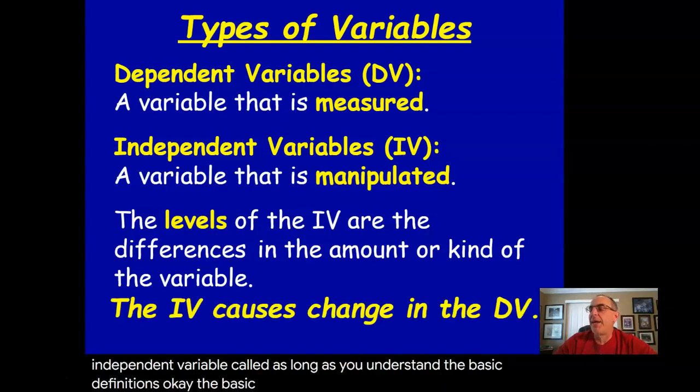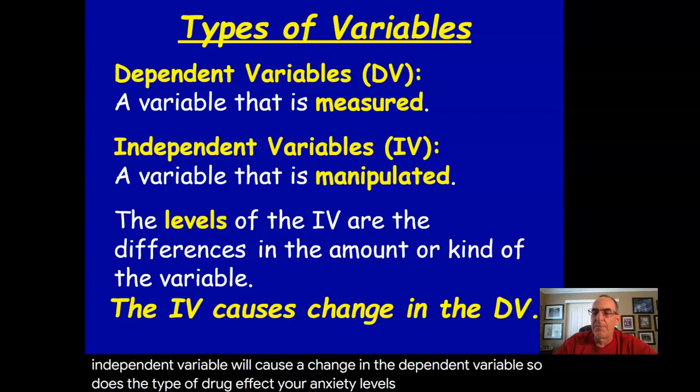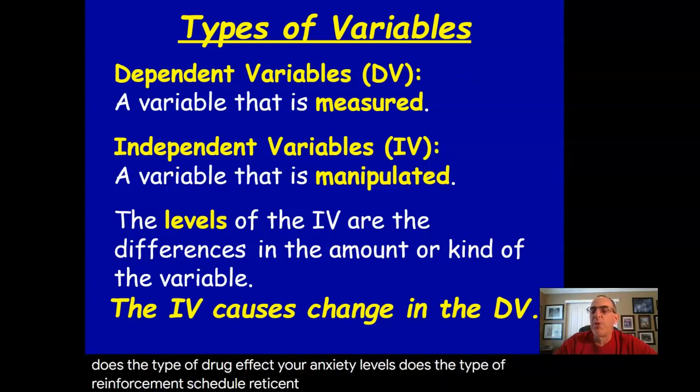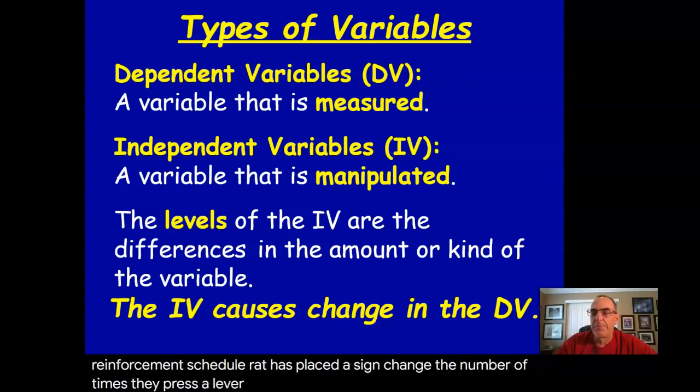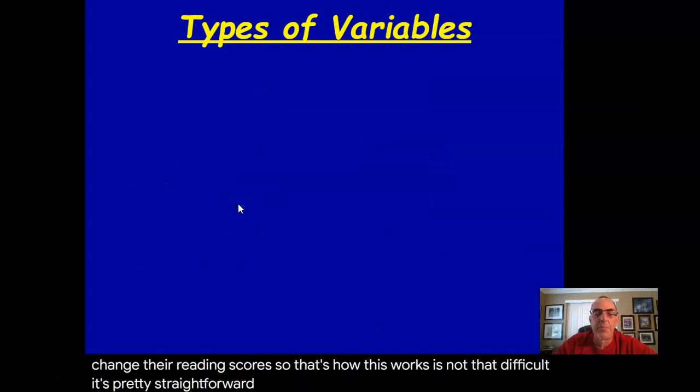The basic idea here is that we want to see whether the independent variable will cause a change in the dependent variable. So does the type of drug affect your anxiety levels? Does the type of reinforcement schedule a rat is placed on change the number of times they press a lever? Will the type of reading program a child receives change their reading scores? So that's how this works. It's not that difficult. It's pretty straightforward.